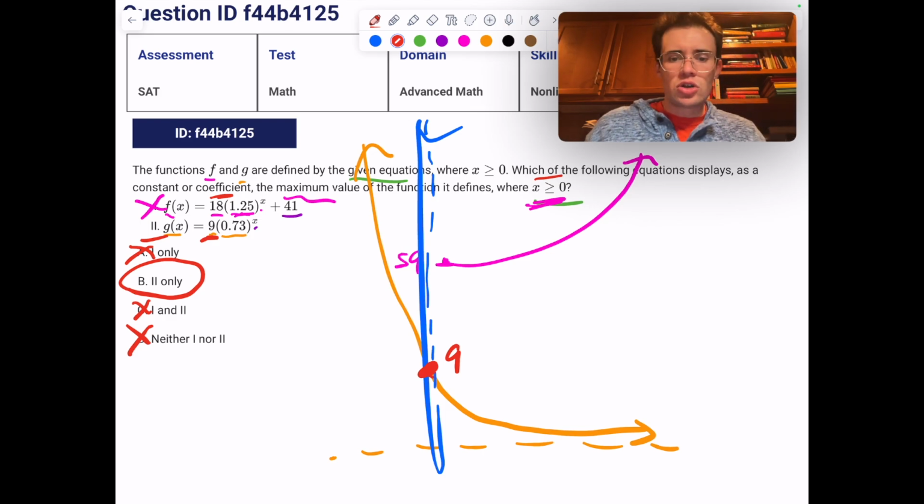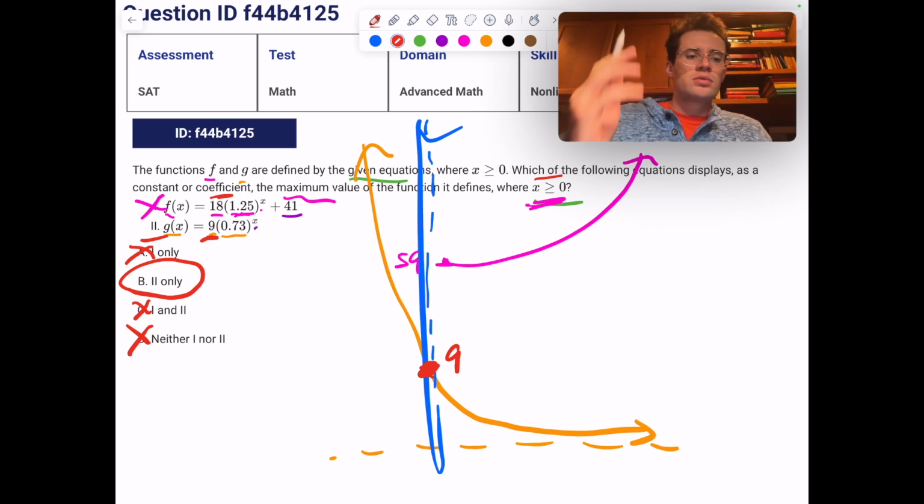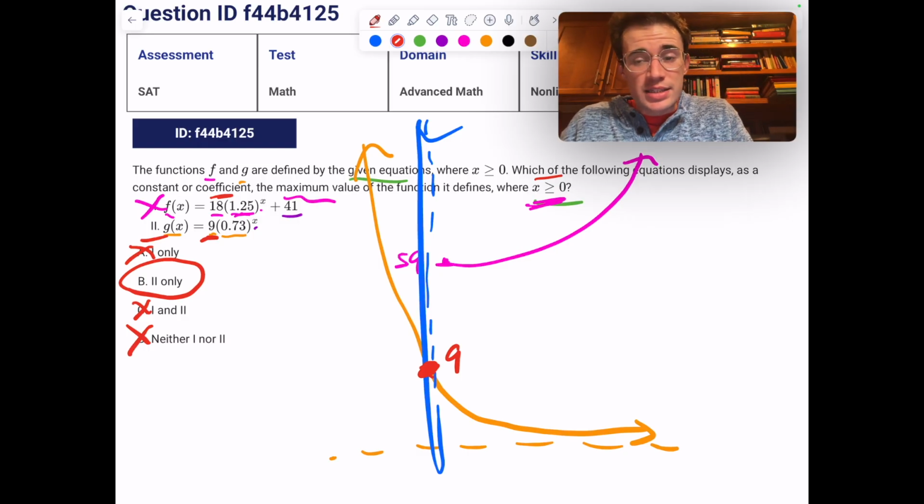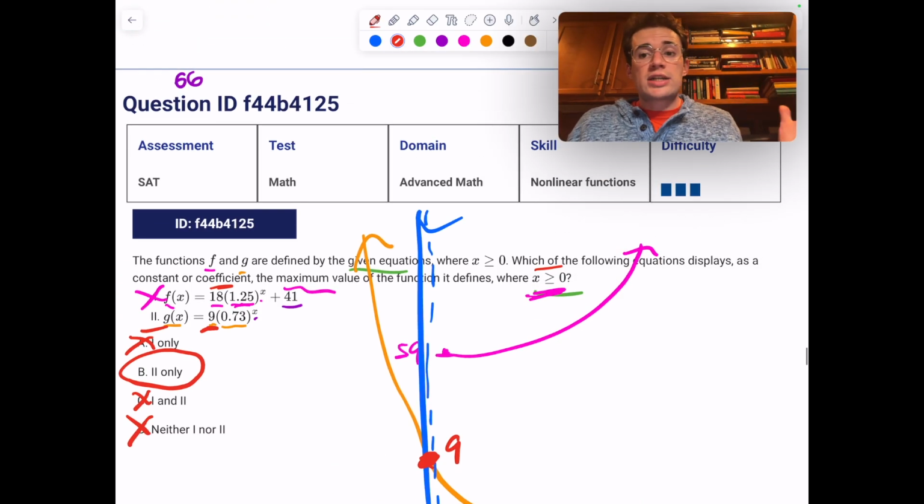All right, so 2 includes that maximum value. Function 1, which is f of x, does not. And that one you could also type into Desmos, and you would see the same thing. Maybe drawn a little bit more accurately, but I think it would look something like how I drew it here. Right? And so that would be the next set of 22 questions.